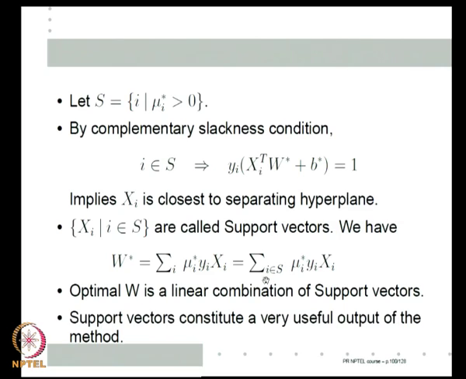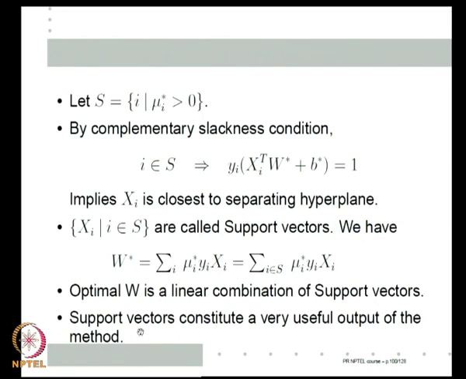Okay. As a matter of fact, support vectors constitute a very useful output of this method apart from w star. Identifying which of the examples are closest to the separating boundary is also a useful byproduct of the SVM method. Now, because these x's are called the support vectors and the optimal hyperplane can be written as a linear combination of the support vectors, the method is called a support vector machine.